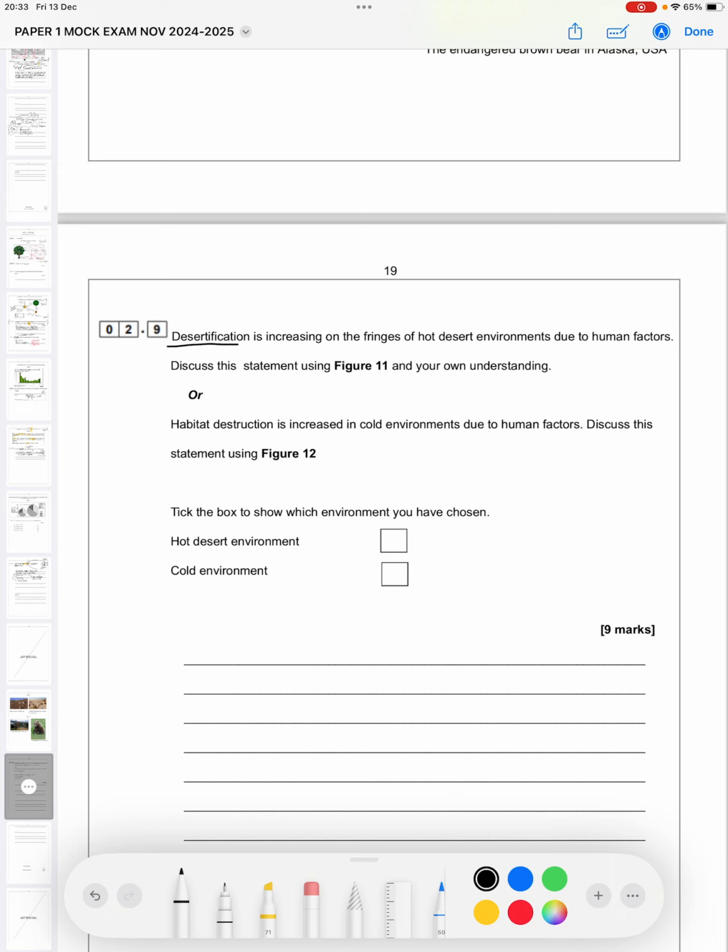So let's bug it. Desertification is increasing due to human factors. Discuss this statement using figure 11 and your own understanding. And it is 9 marks. So you'd be ticking that box because that's what my guys do, or the cold one. Okay. What we're understanding here is basically desertification, simply put, is the growth of the desert.